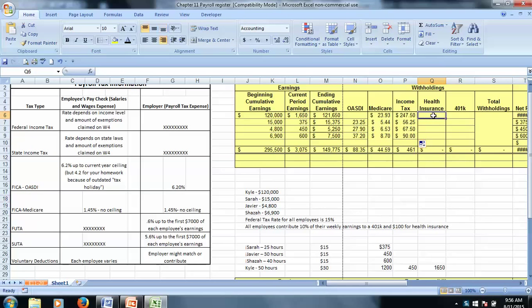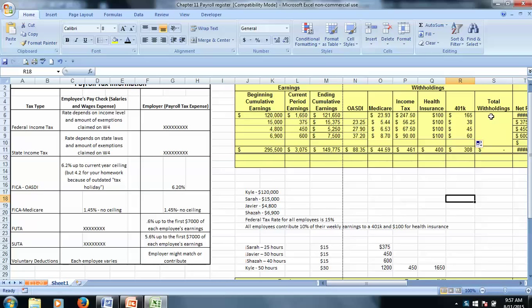Down here we said that each employee must contribute $100 to a catastrophic health insurance plan. All Americans, with few exceptions, must have some form of health insurance due to the Affordable Care Act. So Roadrunners Roost provides an employee plan that meets the federal guidelines, and that is a $100 contribution to be withheld from the employee's paycheck. 401k is withheld at 10%, so we can write 10% or 0.1 times the current period earnings for each employee, and click and drag. So there is the 401k contribution each employee will make to their retirement plans.